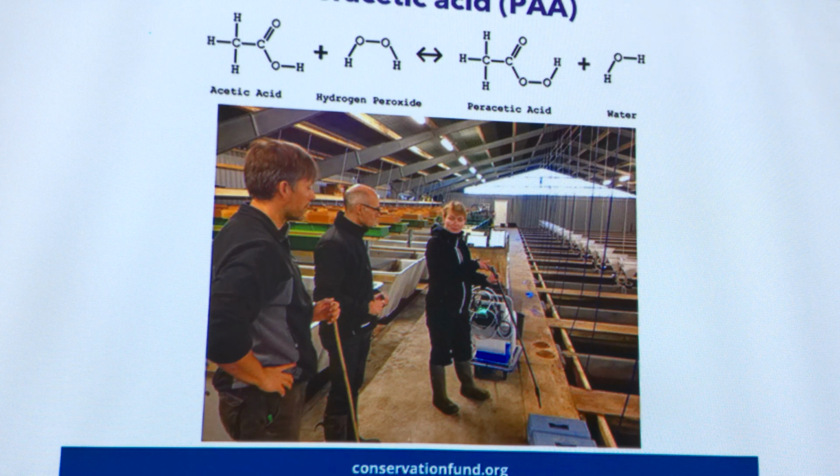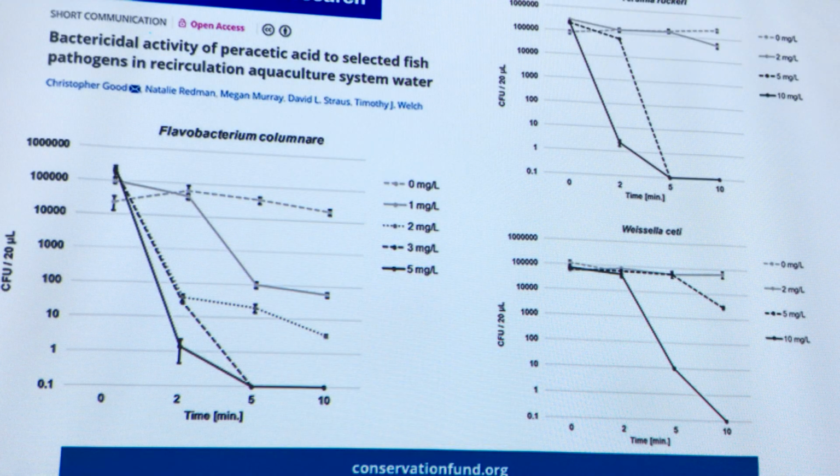In a nutshell, each farm really has to develop their own protocol for peracetic acid because it's very finicky, and its efficacy is really different under different water quality conditions. So we've done some work looking at this in RAS water. We wanted to see just how efficacious it was at the bactericidal effect of a particular fish pathogen.